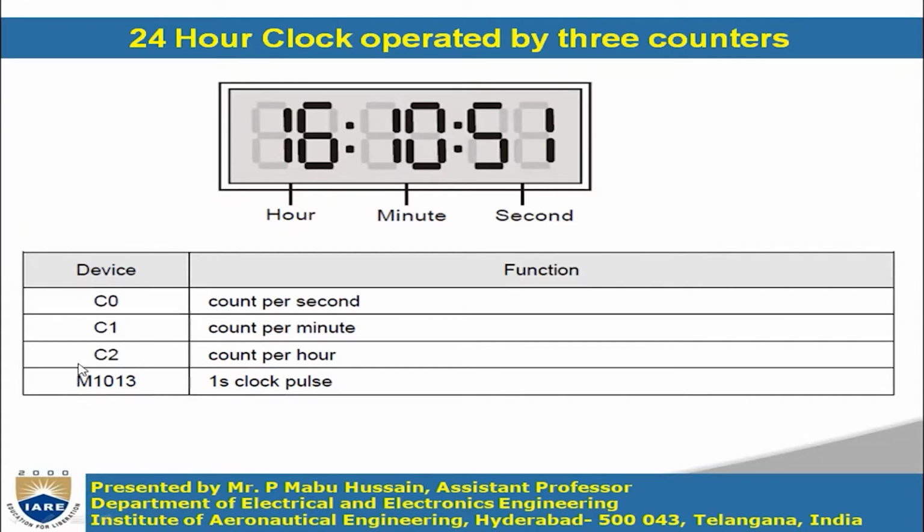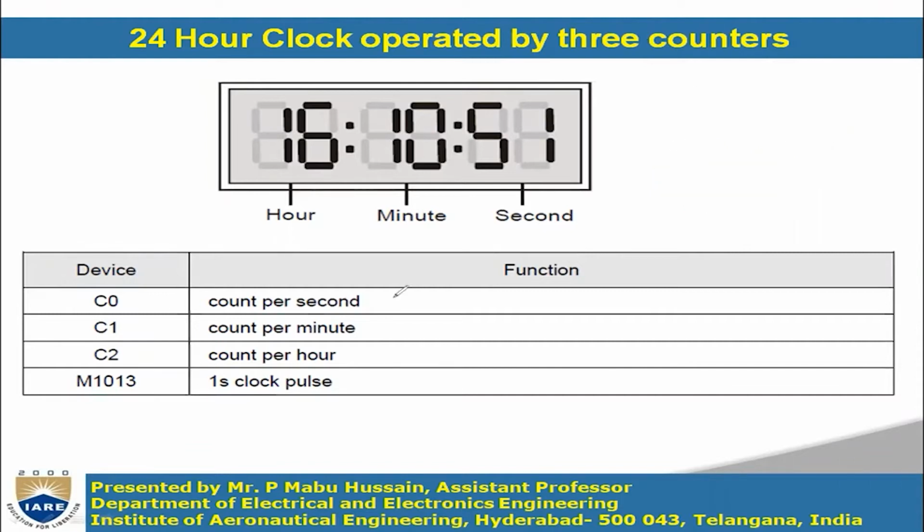This flag register is a 1 second clock pulse. One second clock pulse in the sense it will generate clock pulses continuously, one for each second. If you observe the pulses, they will look like this. It will be generating the pulses. Each pulse will have an on time of 0.5 second and an off time of 0.5 second. So from on to on, it will be 1 second. You can call them 1 second clock pulses.